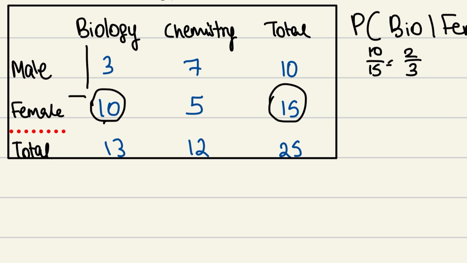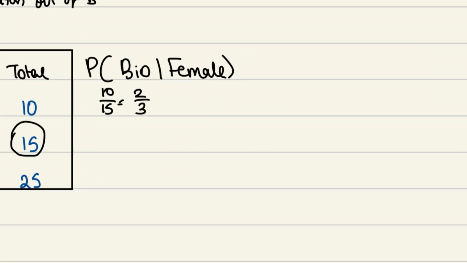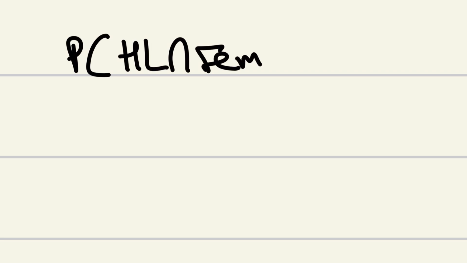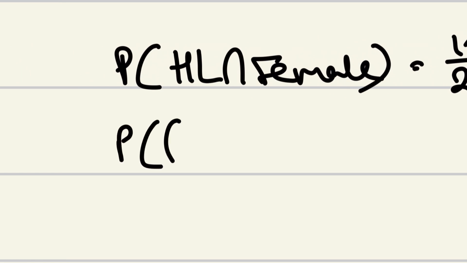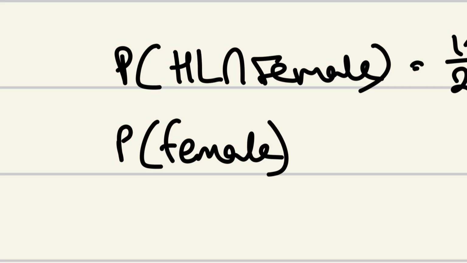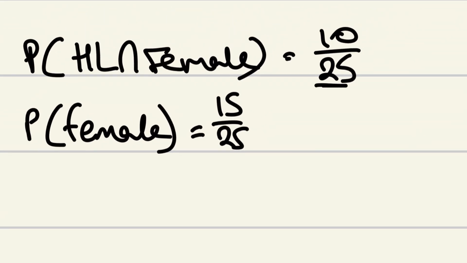Or how you would look at it, if it's a bit more complicated of a question, you should actually follow that formula which I've provided. So this is just a simplified version, but if we were to follow that, we would see that the probability of bio intersecting with female in all of the students is 10 out of 25, and then the probability of female is 15 out of 25. So we will take this over this.